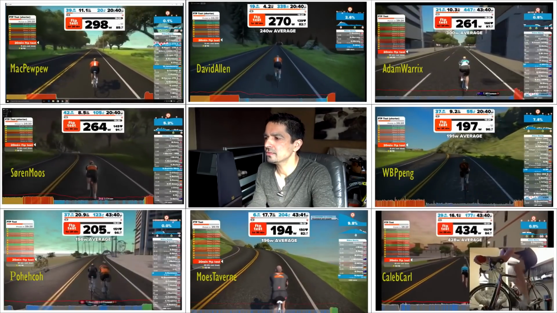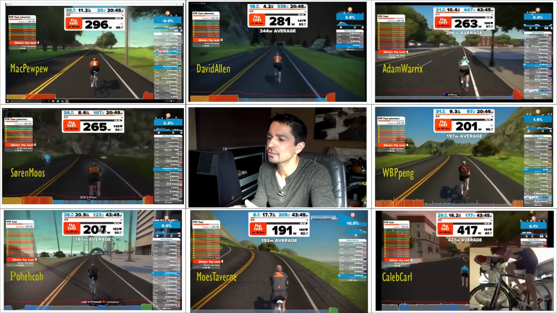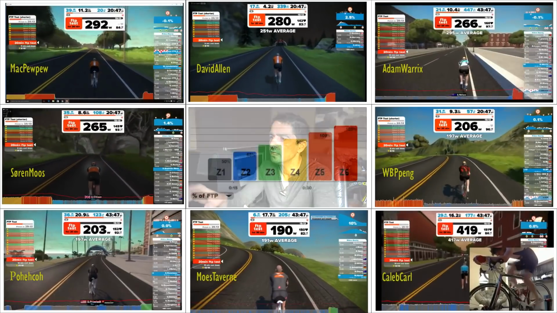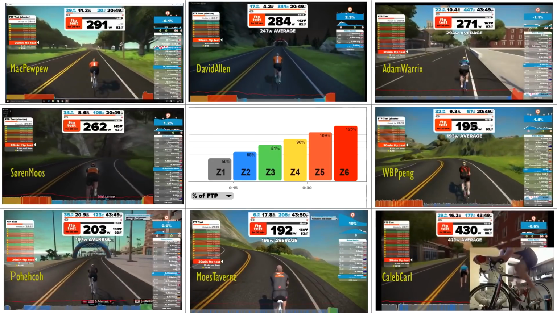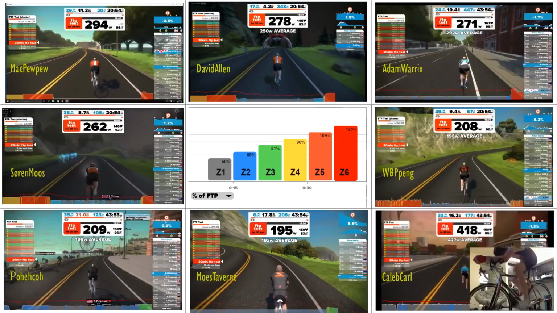Now to help us, Zwift has got a really good function, which is it's displaying the zones graphically at the bottom of the screen. So that tracing along the bottom of the screen that you can see on each rider's visual display is actually their zone analysis.